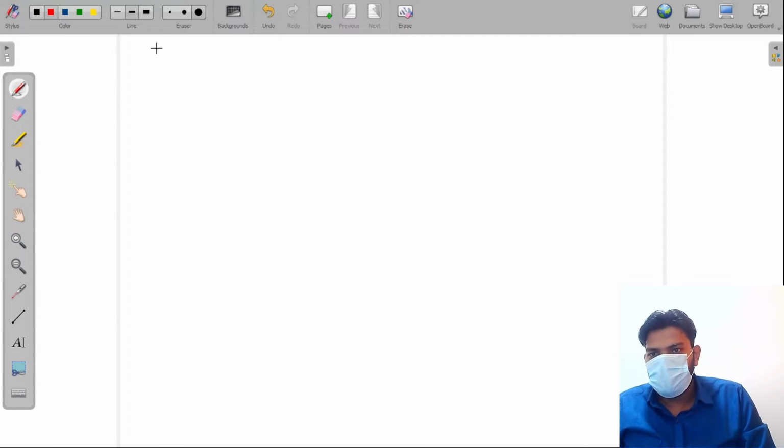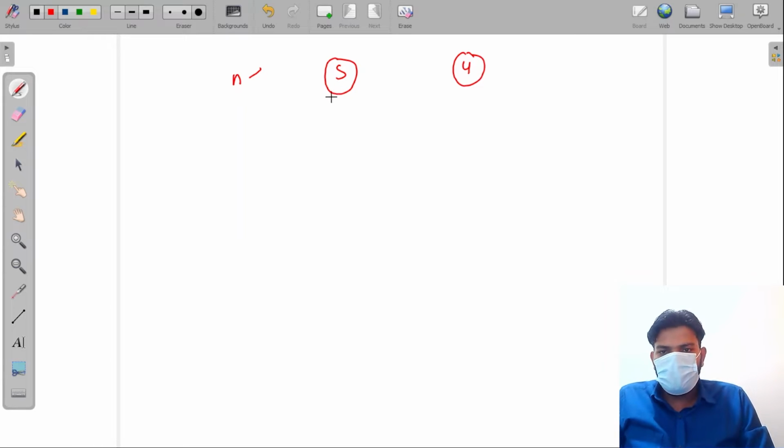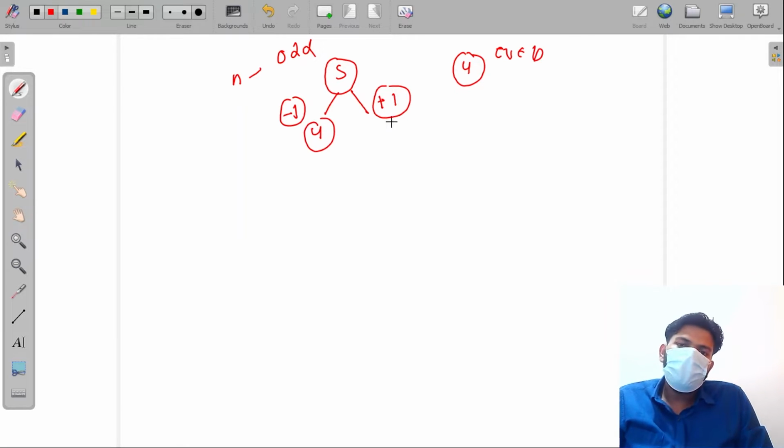What I'm saying is, n can be even or odd, so you can take n equal to 5 and you can take n equal to 4. You have to reduce this number from 5 to 1. This is odd, this is even. In the odd case, you can take two steps: you can decrease by 1 or you can add 1. When you decrease by 1, you get 4, and when you increase by 1, you get 6.